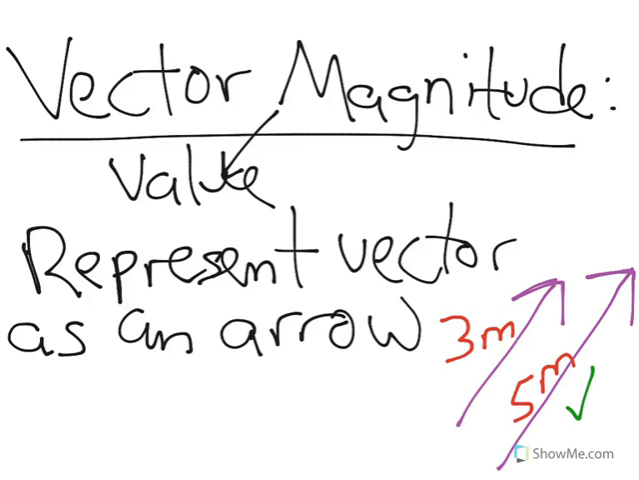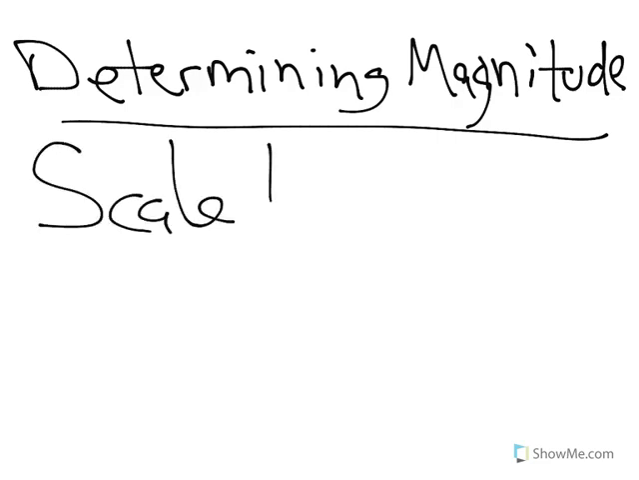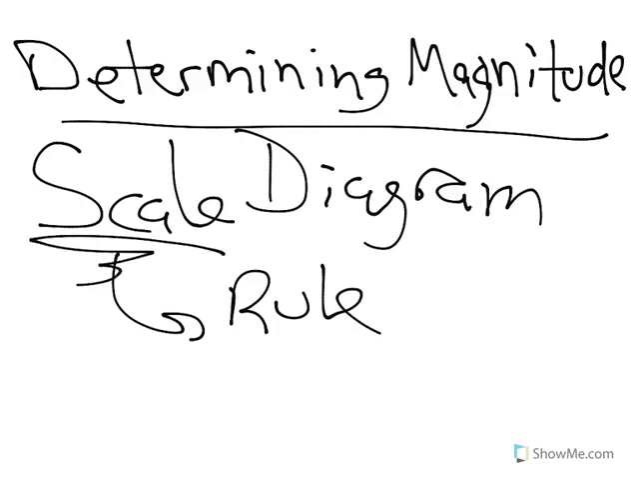Now, how do you go about finding magnitude for a vector? Well, there's two ways to determine magnitude for a vector. First of all, you could do it with a scale diagram. And we're going to cover a scale diagram a little bit more in class. But basically, with a scale diagram, you would typically use something like a ruler to measure how long the vector is, and by knowing the scale that's in the diagram, you could figure out what the magnitude of that vector is.